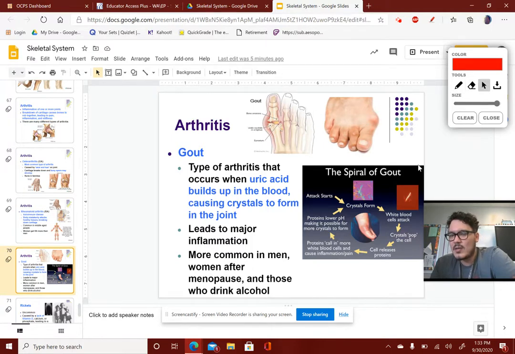So regarding the spiral of gout, the crystals are going to form. As the crystals form, your white blood cells attack to destroy it. Makes sense. Now, as the crystals are destroyed, you're going to be left with these proteins. These proteins are then going to attract more white blood cells, causing more inflammation and pain. That protein also lowers the blood pH, making it more possible for crystals to form, and then the whole cycle continues.